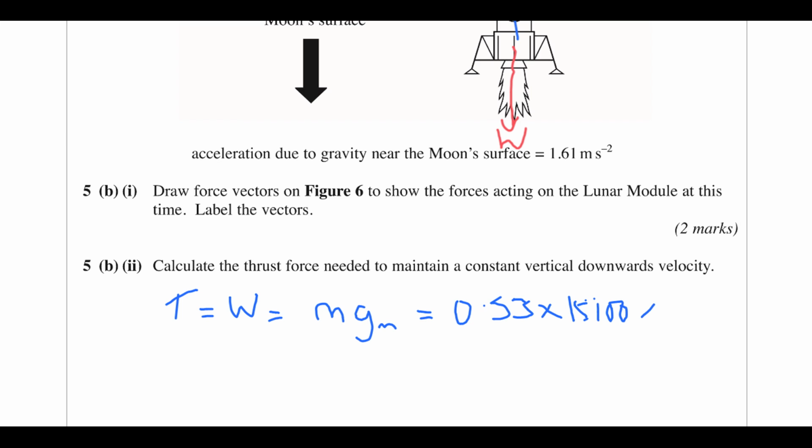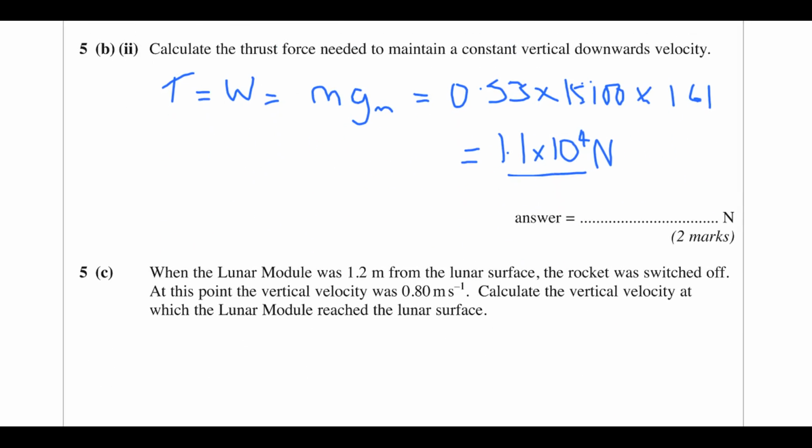And that's times by 1.61, because that's the acceleration due to gravity on the moon. And then when we do that, it comes out as like 11426, so 1.1 times 10 to the 4 newtons of force are required, which is about a third of what it was earlier, so that doesn't seem to be a problem.